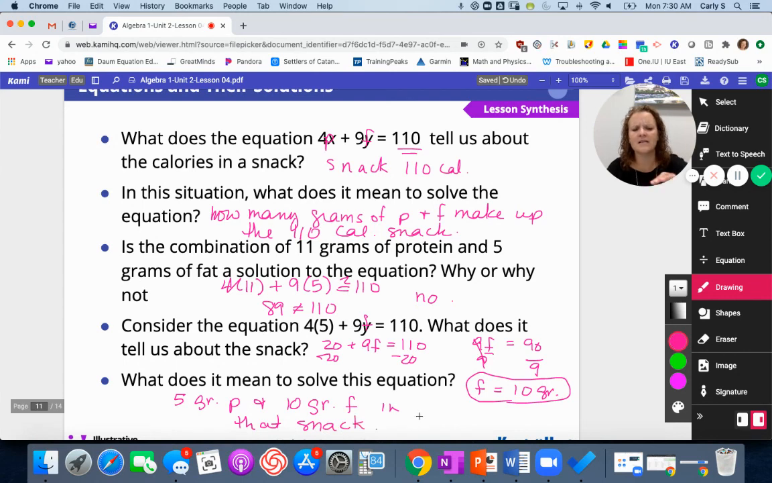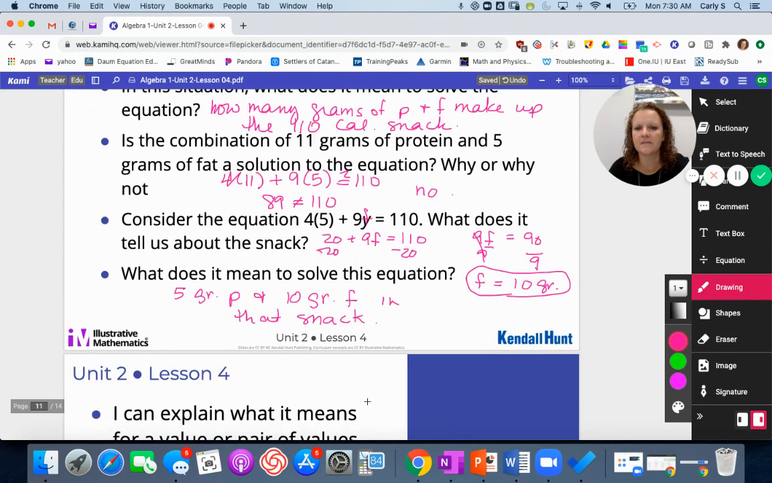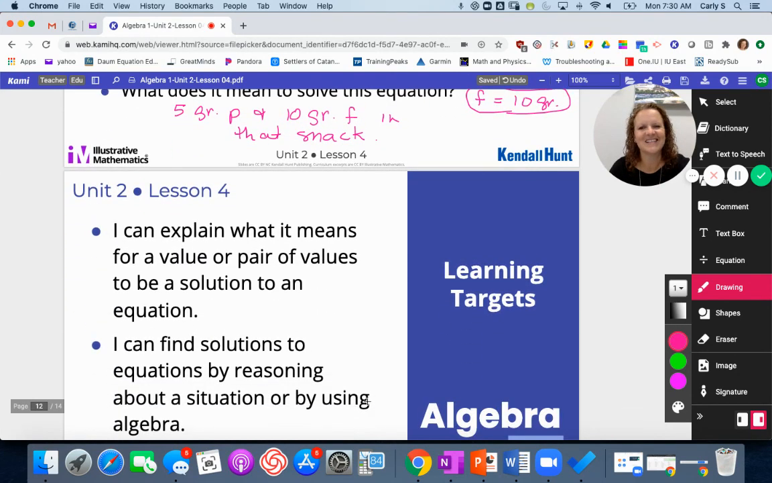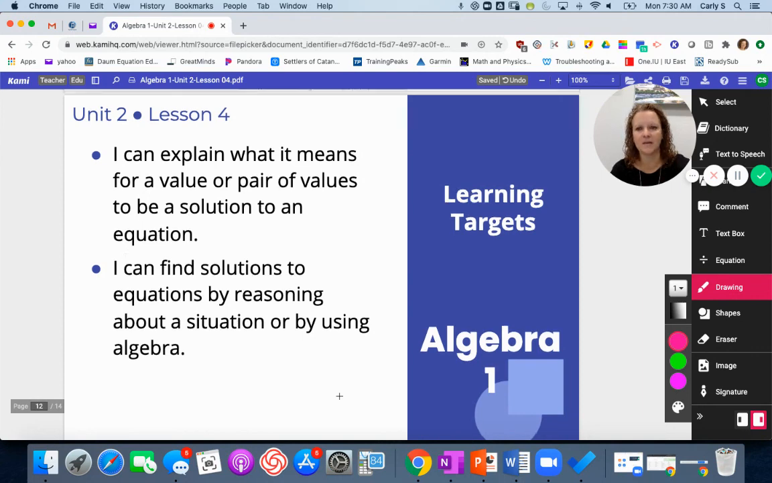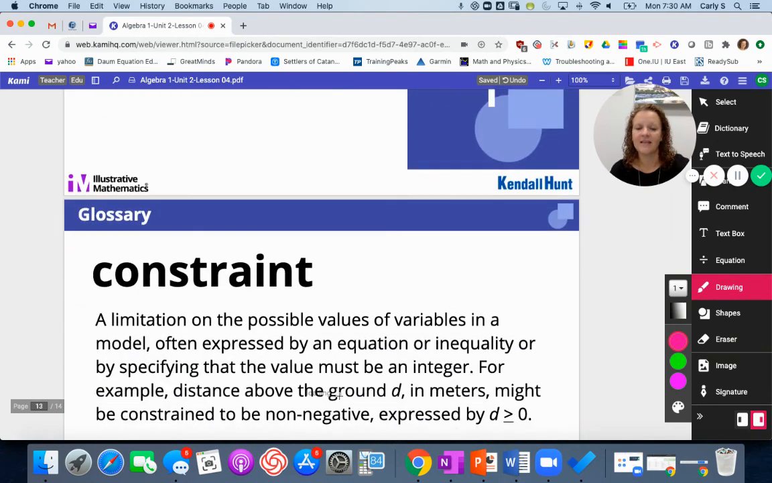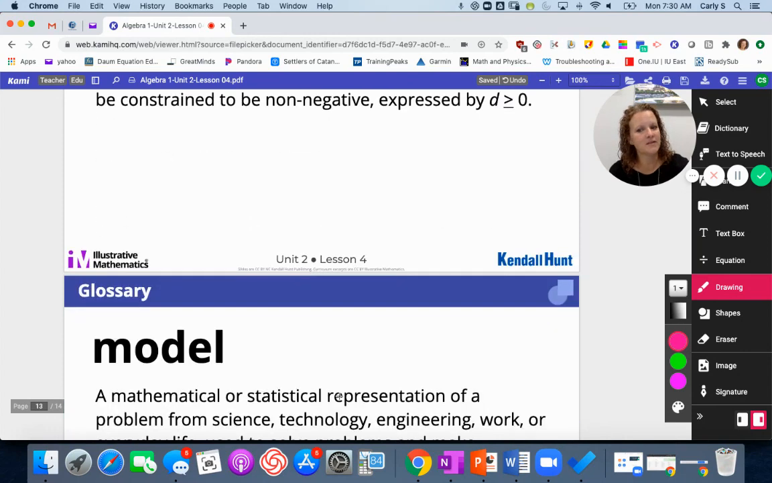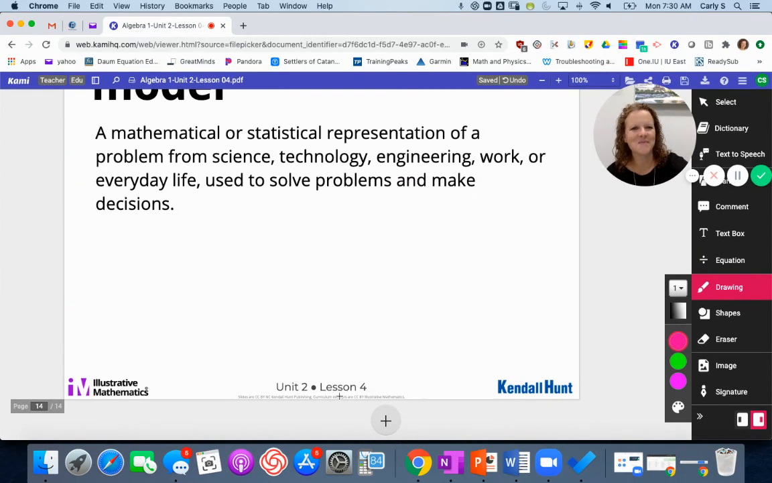Lots of things that linear equations can tell us. All right, so what we did today, I can explain what it means for a value or a pair of values to be a solution to an equation. And I can find solutions to equations by reasoning about a situation or by using algebra. And these are our vocabulary words. I don't think we have any new ones yet. Nope. Good job today.